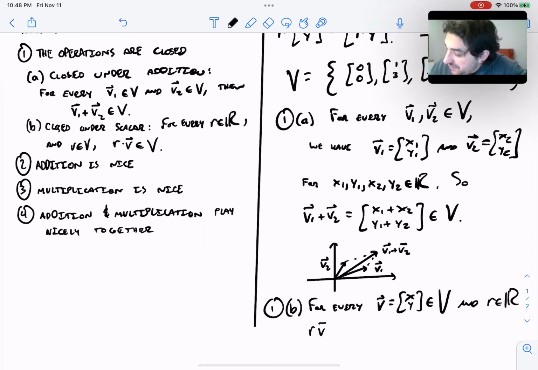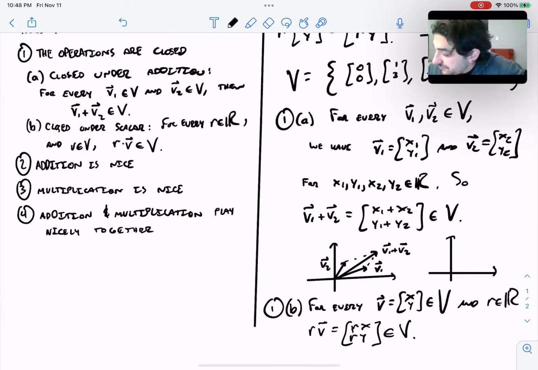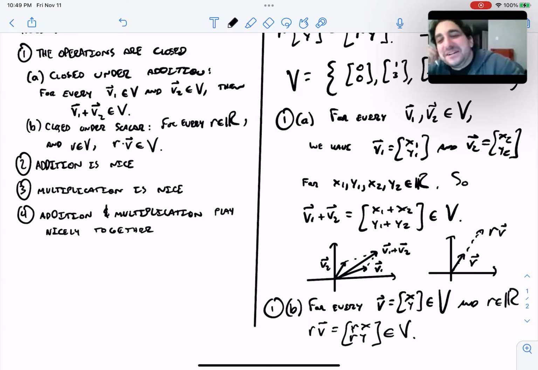We're going to have rv equals rx, ry. Well, that's again a pair of real numbers, therefore it's still in V, right? And again, you can think of a little visual representation of this. If you have some vector V, the x-axis is underpaid apparently, and then you multiply it by some scalar r, you get another vector in the same plane, right?